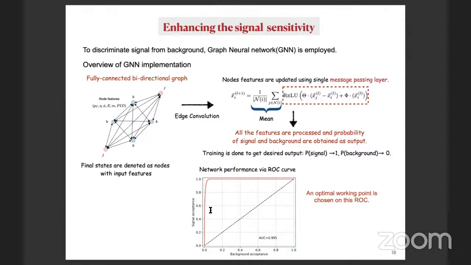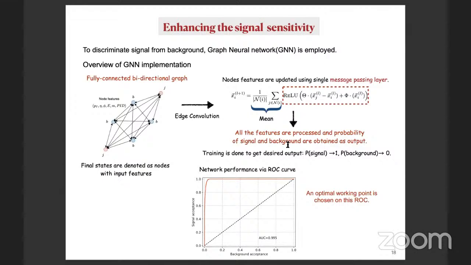For that, we considered a graph neural network machine learning method. I have shown this schematic diagram. We have considered fully connected bidirectional graphs where each node is basically a final state particle, which are the 4 Bs and 2 forward jets. Each node is connected to every other node using these edges, and every node has distinct features. We start with some input node features, and using edge convolutional networks, some message passing layers, we calculate the final node features.